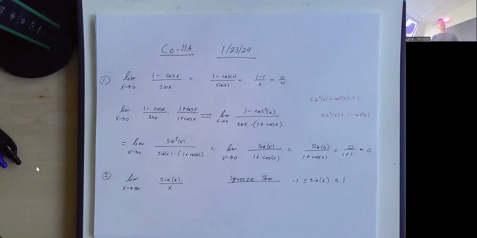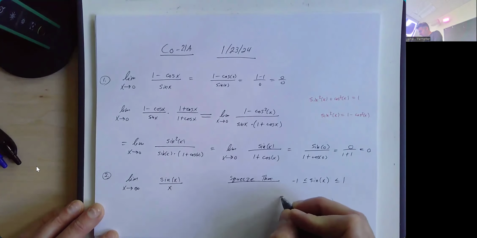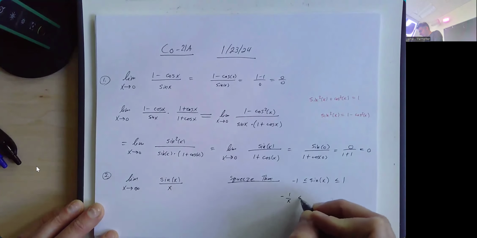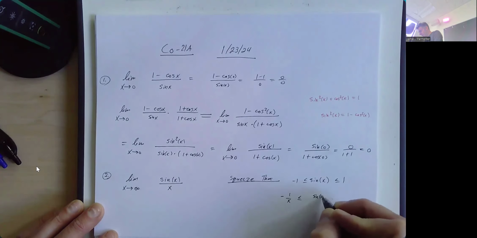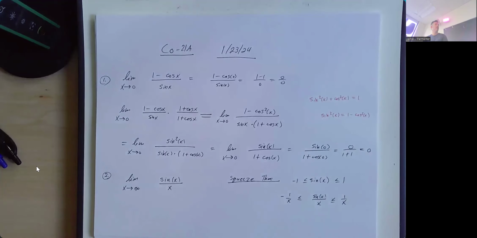And then the usual kind of idea is that we're going to try and make the middle part look like the thing we're trying to take the limit of. So in this case, I'm going to divide everything by x. So I have -1 over x less than or equal to sine of x over x less than or equal to 1 over x.